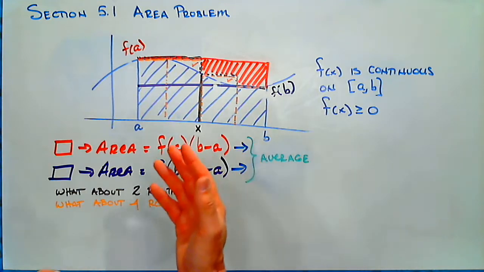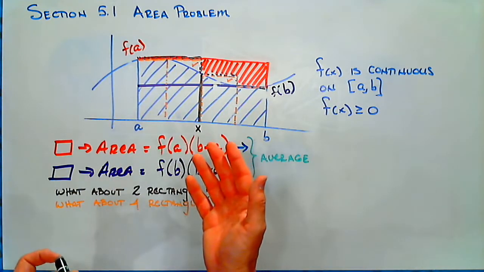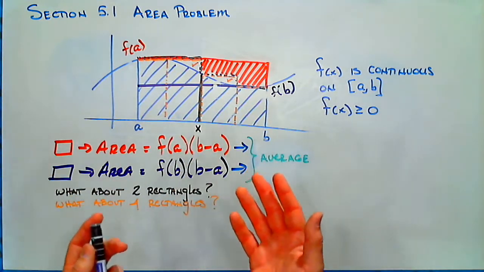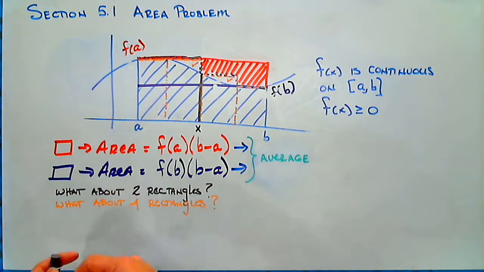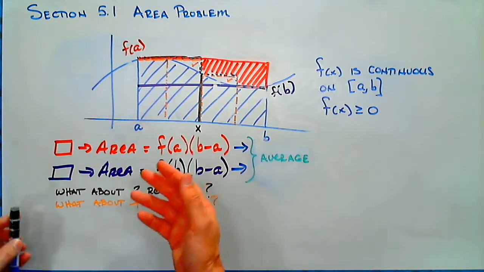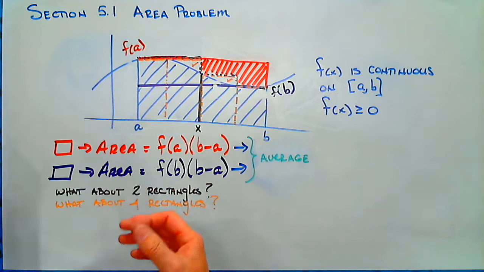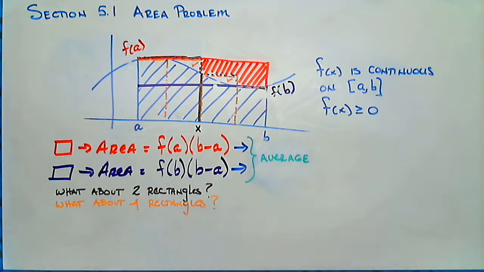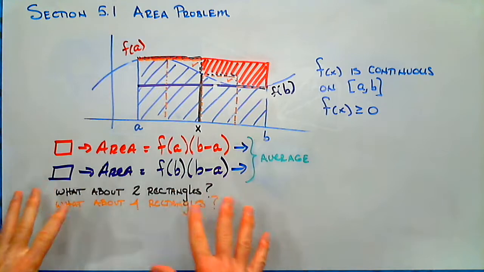16 rectangles is going to be better than 8 rectangles. 32 rectangles is going to be better than 16 rectangles. And on and on and on until we, you and I, come to the conclusion that an infinite number of rectangles is going to be the best answer. That's where we're going in section 5.1. That's the journey we're going to take during this development.